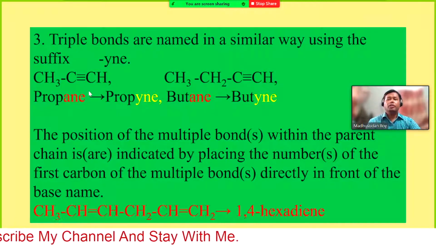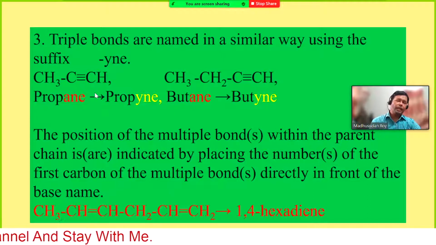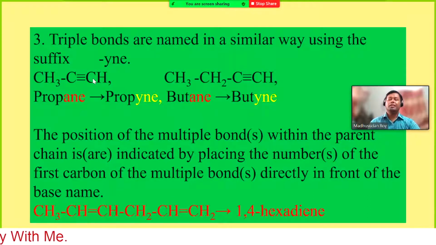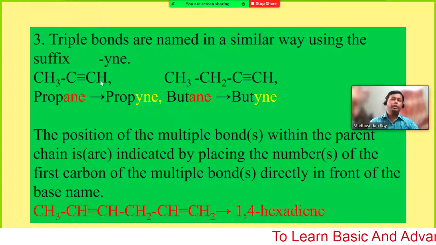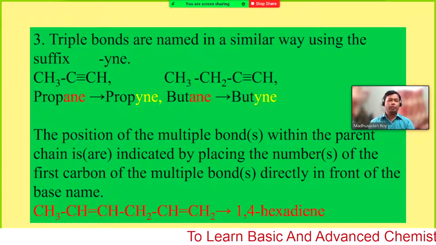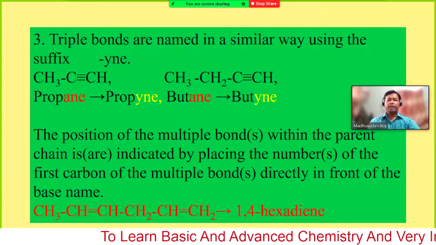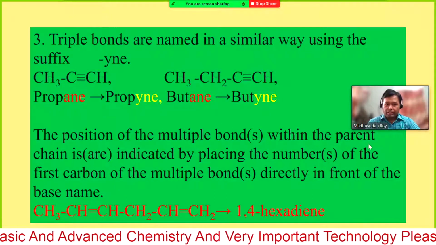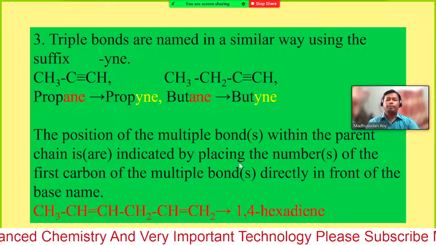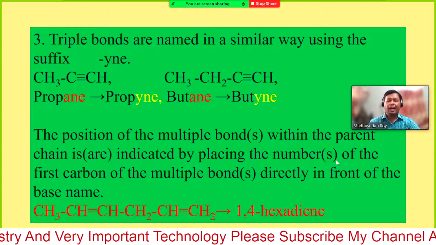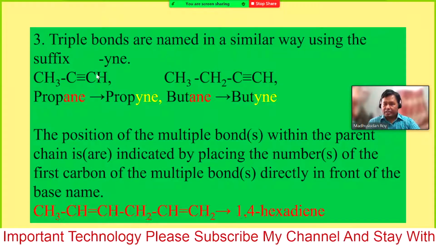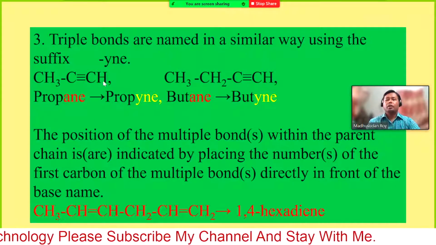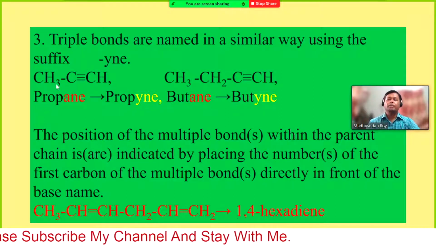Sometimes the position of the triple bond or double bond can be in the middle or somewhere else, not at the end. In that case you need to mention the position of the double bond or triple bond. The position of the multiple bonds within the parent chain is indicated by placing the number of the first carbon. Let us consider this molecule, in which we have a triple bond.